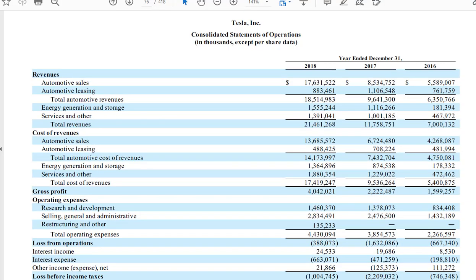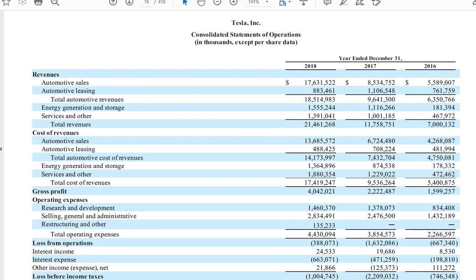Hello, everyone. Maybe some of you have heard of Tesla. Maybe if you wanted to own a Tesla someday, a Tesla automobile, at least that's what they're most known for. Let's look at their statement as an example of a real world income statement.